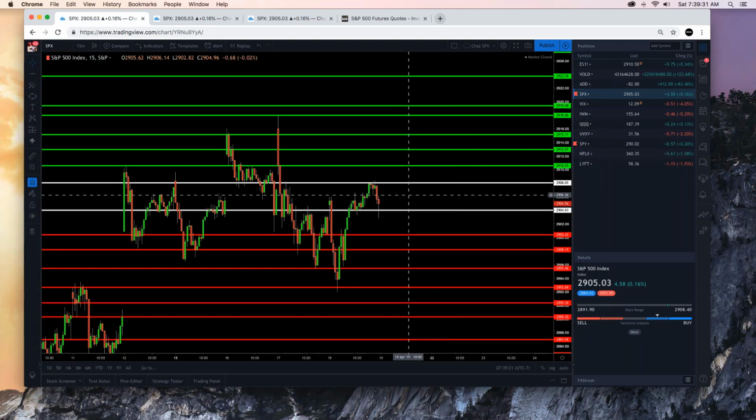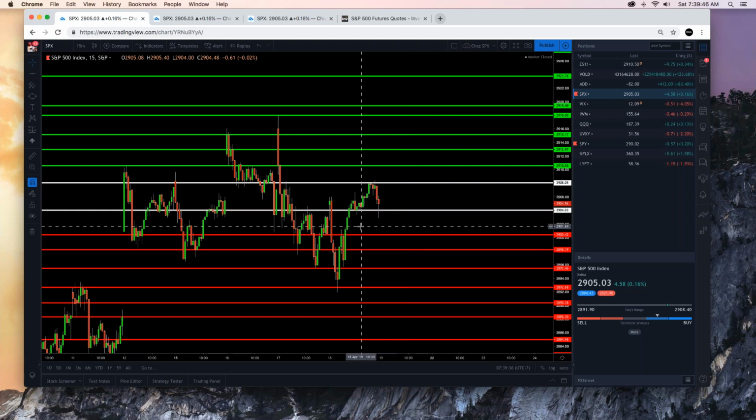Unless anybody has any more questions now that we got all of the levels drawn. We're set up for Monday. We have a 30-point range on either side of our pivot. So we're pretty set up for Monday. Any questions at all? I don't think so, Scrap. I think we're done.